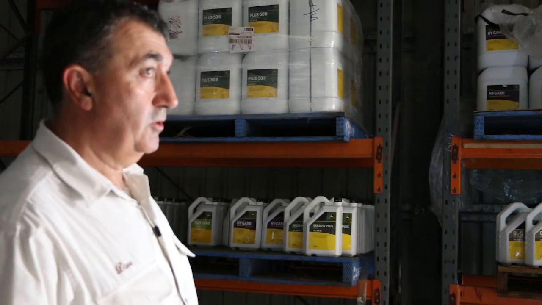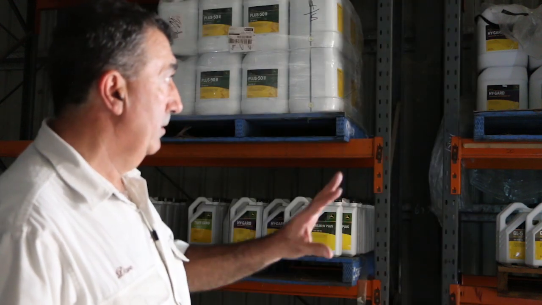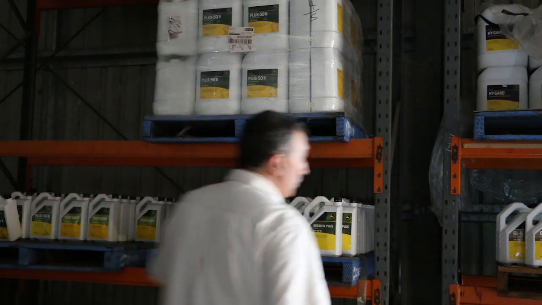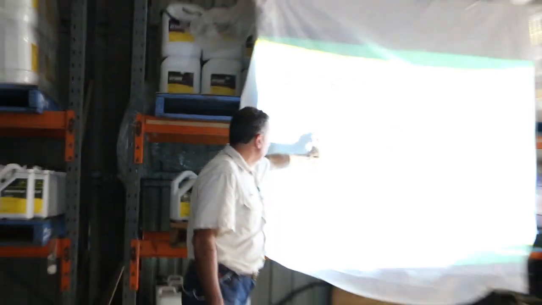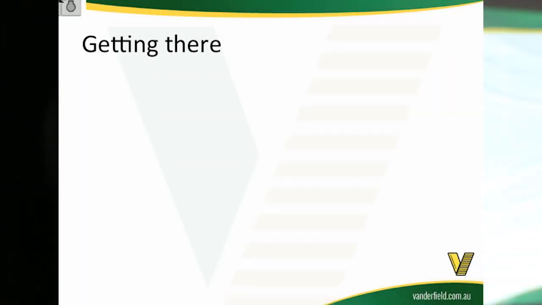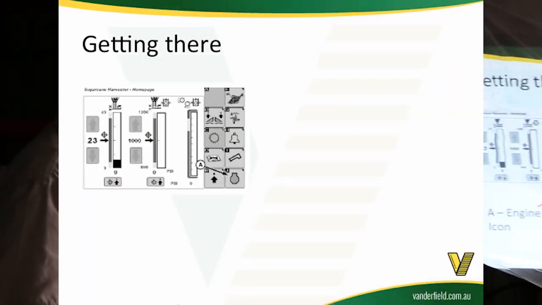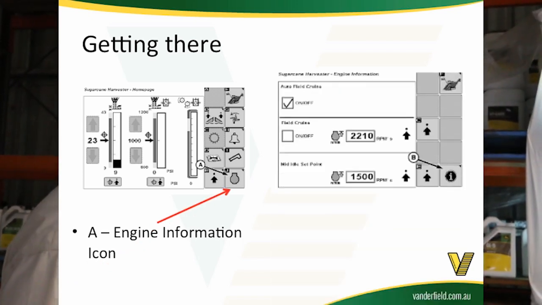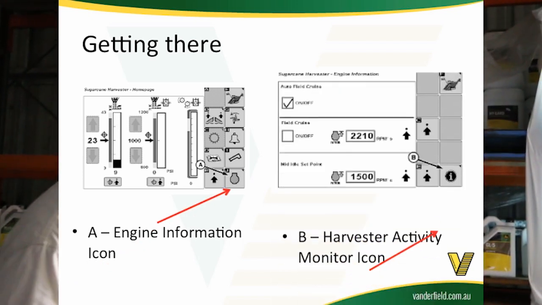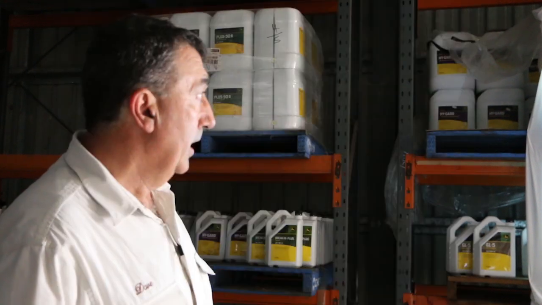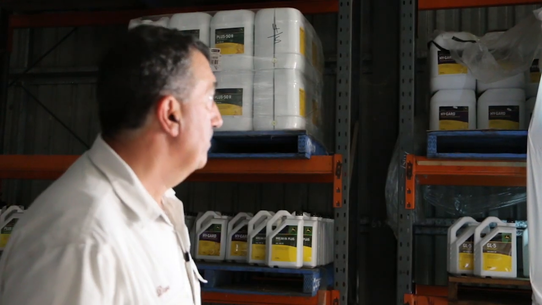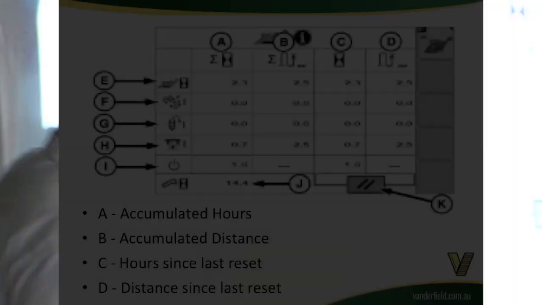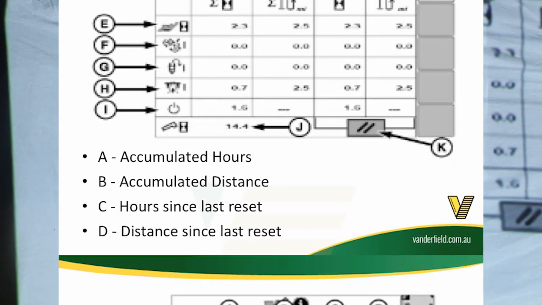So to get to that particular screen, once we've got our screen on, you'll have your normal working screen. There's your base cutter ones there. We move across to the right-hand side of the screen where A is. We tap on that one, which brings up this screen. Then we move down to the harvester activity monitor, down in the bottom right-hand corner, and it'll bring up this screen here. Now in this screen, we have all our functions across the top. So I'll go through them all individually and what they do.